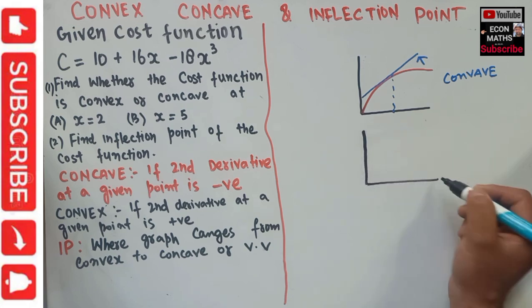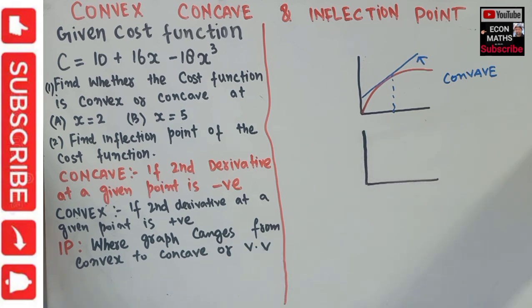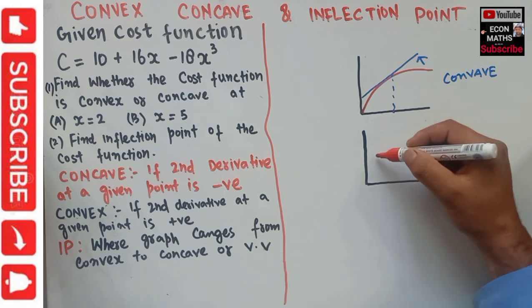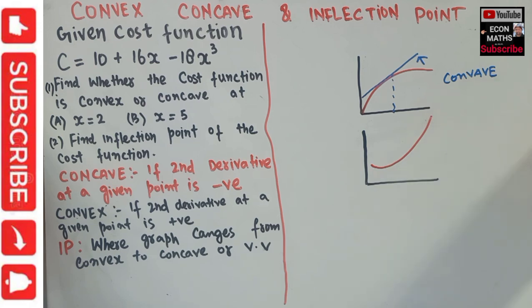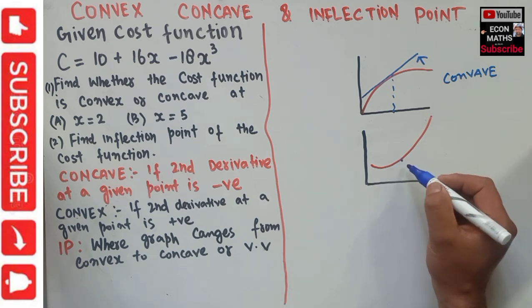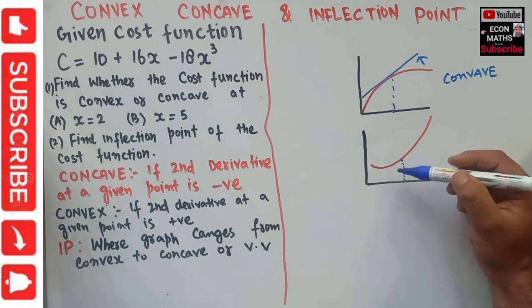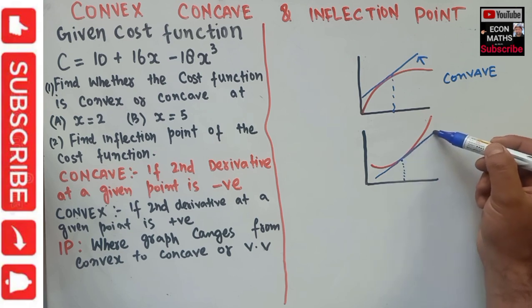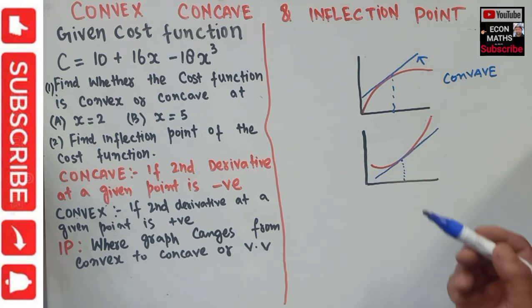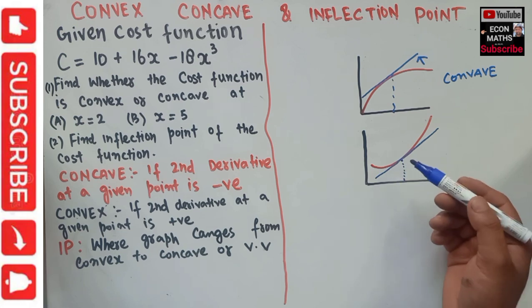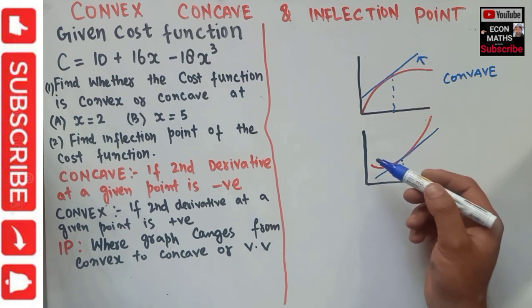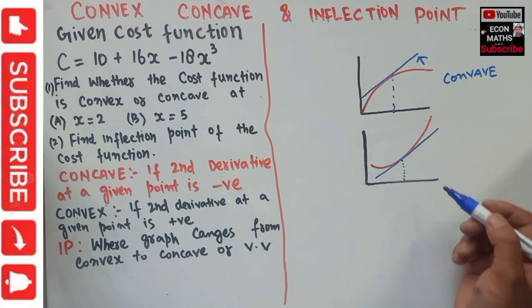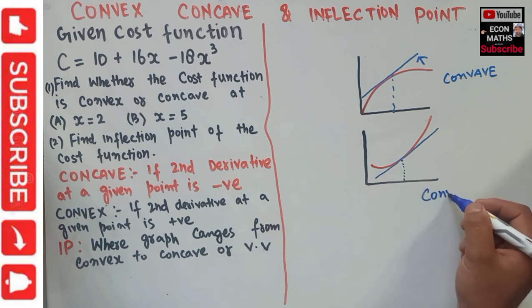Second, let us see, this is convex. A convex function at a given point: if we draw a tangent to this curve, and the tangent line lies below the cost function, or below the given function, we say the function is convex.